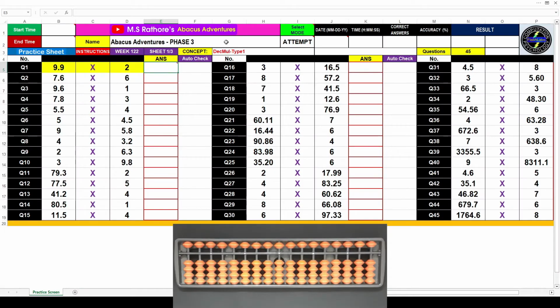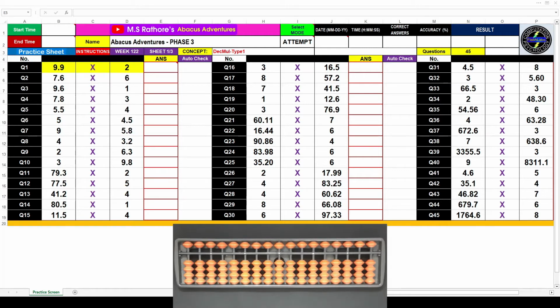Before we begin solving the questions, let's understand how decimal multiplication is different from normal multiplication. So as you can see, the first question is 9.9 multiplied by 2. The first value 9.9 is the multiplicand and the second value 2 is the multiplier. Okay, let's understand the rules of multiplication. Here we have 9.9 multiplied by 2. 9.9 is the decimal value and 2 is a normal value here.